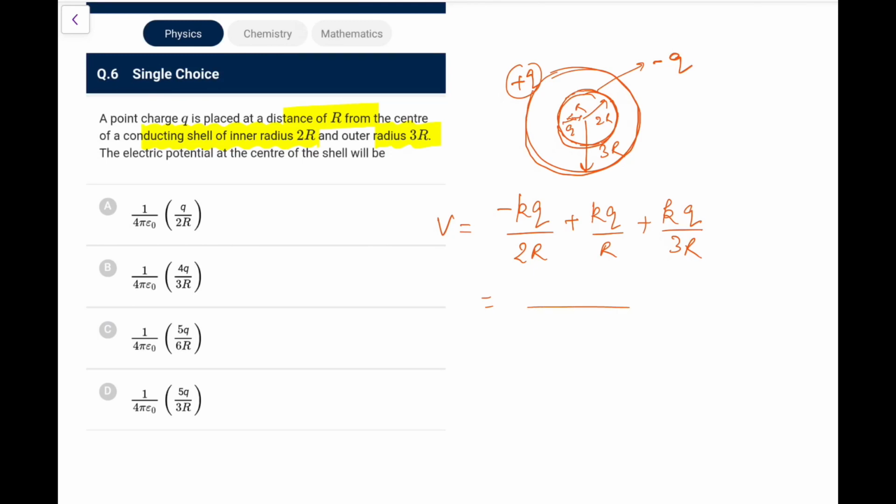So what we can do, I can take kq by 3r as common, so it will become, because we have taken 3 out, 3 by 2 with negative sign, this would be 3, this would be 1. So 4 minus 1.5, that is 2.5, or you can say 5 by 2, so it is 5 by 6 kq by r. So 5 by 6 kq by r. As per the available options, this is option C.